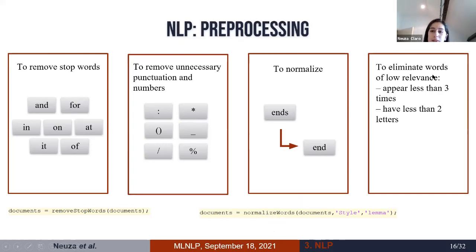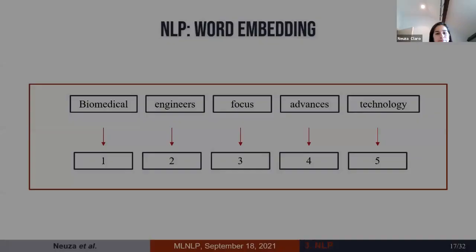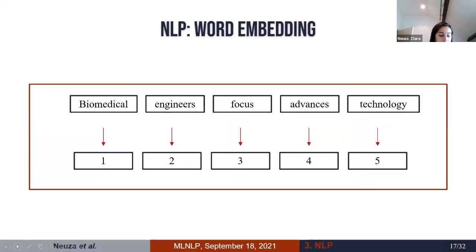Finally, we eliminate the words of low relevance, and these are words that appear less than 3 times and words that have less than 2 letters. To finish, the remaining tokens are converted into numbers. From here on, the chosen algorithm to process the language is applied.